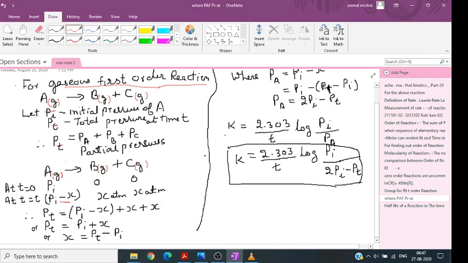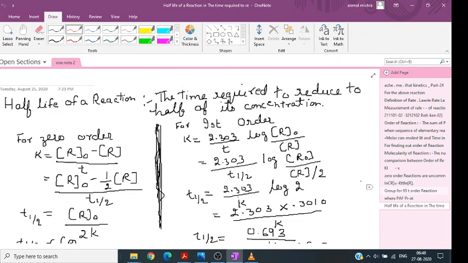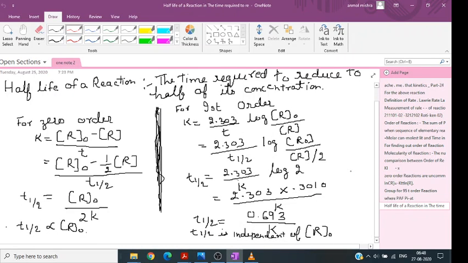Now, for the first order reaction, k is equal to 2.303 by t log of initial concentration upon final concentration. Initial concentration here is Pi and the concentration of A is Pa. So we will substitute the value of Pa as 2Pi minus Pt. Again, very important formula and you should know it. You have to do numericals based on it. It is given in the book as an example.